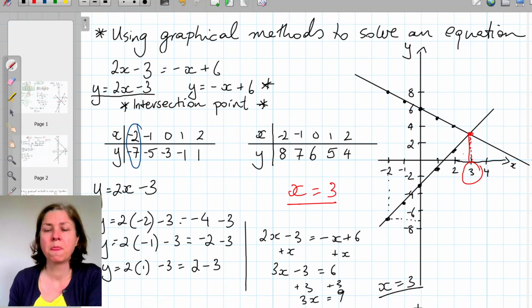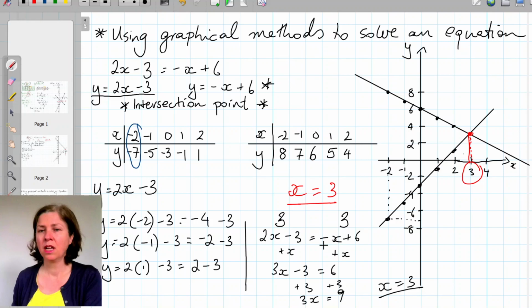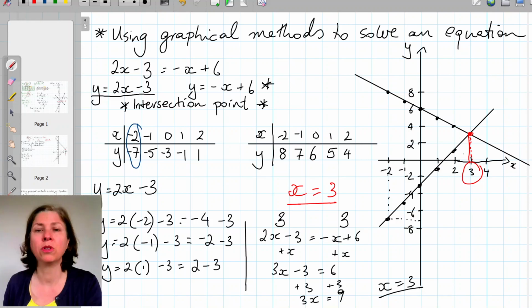Okay. The other way of looking at it is the fact that if I substitute x is 3 into both sides, I get 2 times 3 is 6 minus 3. So that gives me 3 on the left. And negative 3 plus 6, that also gives me 3 on the right. So when I use the value of x equals 3, I get the same answer each time. Okay, so that's my little lesson on how we're supposed to do the exercises from today.